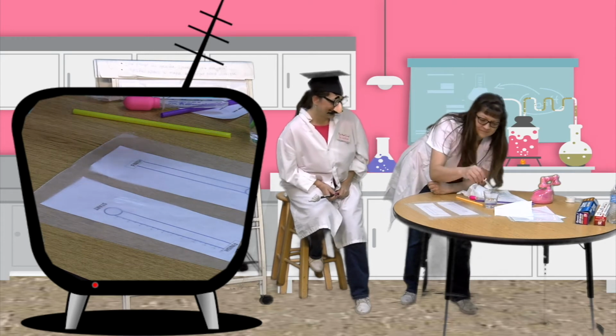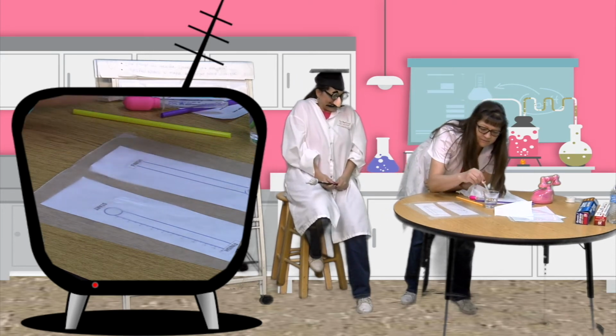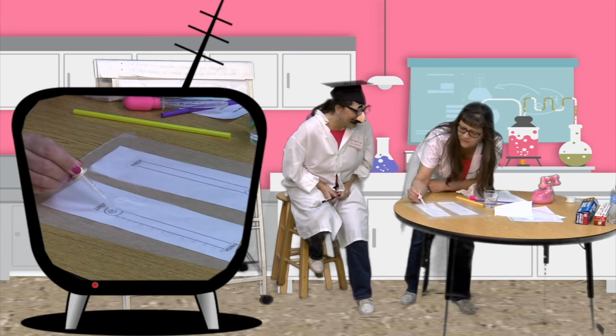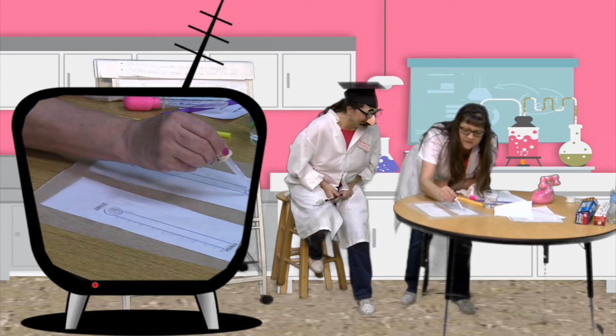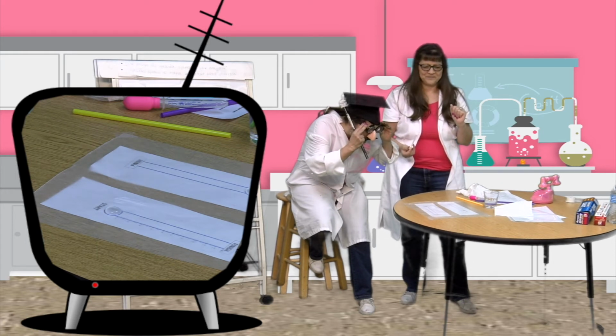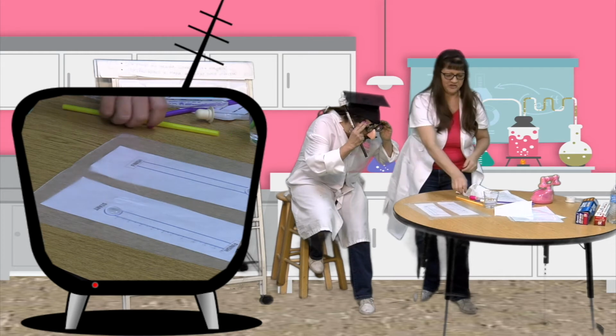I'm going to fill that one right there, the size of the circle. I can really observe the surface tension. Make an observation. Now make a prediction.